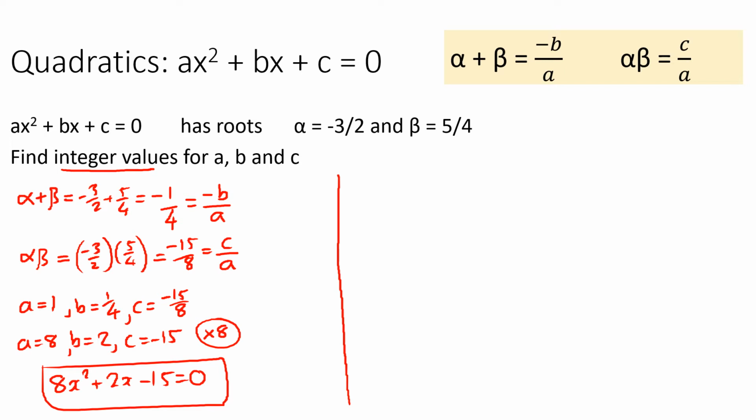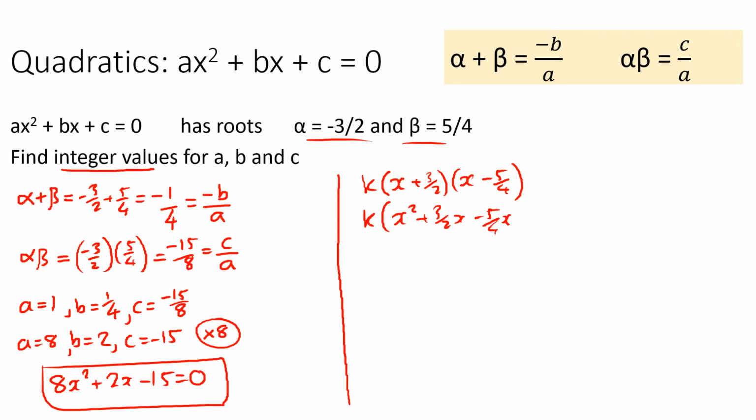Now another way of doing this would be to treat this as, okay, let's work with factors. If these are our roots, then our factors are going to be some multiple of k times x plus 3 over 2 times x minus 5 over 4. And we could expand that out. We could say we've got overall x squared plus 3 over 2x minus 5 over 4x minus 15 over 8. We could then simplify that all together and get ourselves to x squared plus a quarter x minus 15 over 8.